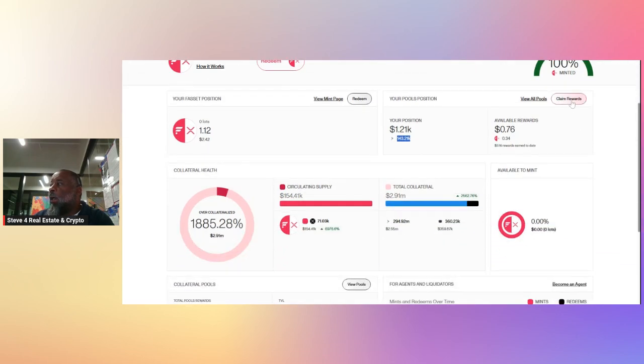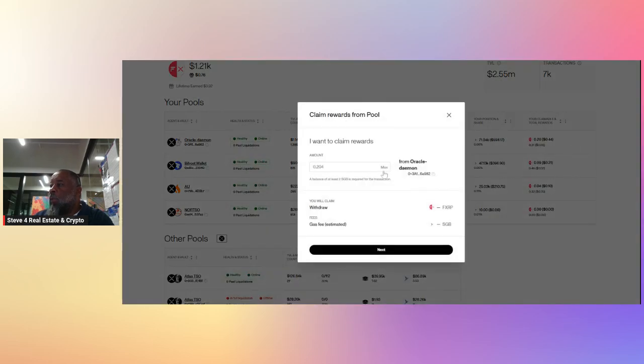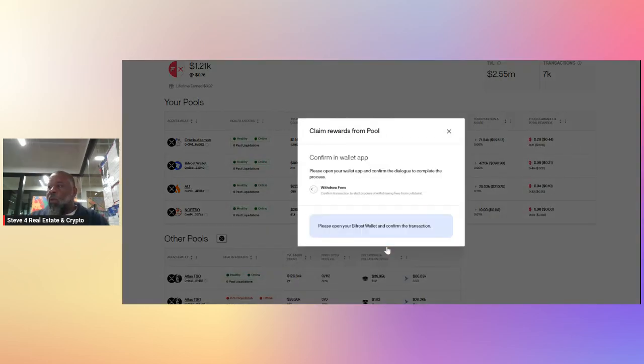So anyway, claim rewards. I'm going to go ahead and claim these, just in case anyone who hasn't seen a previous video is wondering how to do it. Simply go back to my Bifrost wallet, where I can approve the transaction. And that was a pretty good one. I got 0.2 FXRP out of that one.